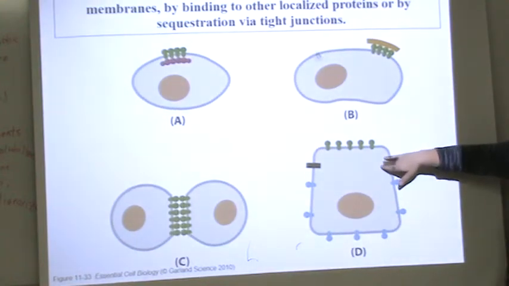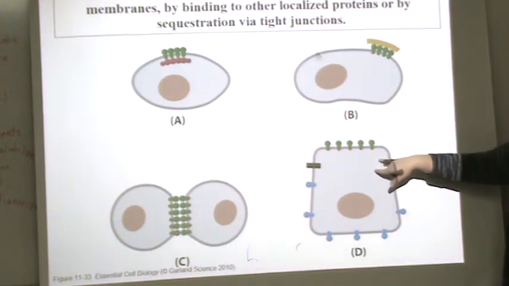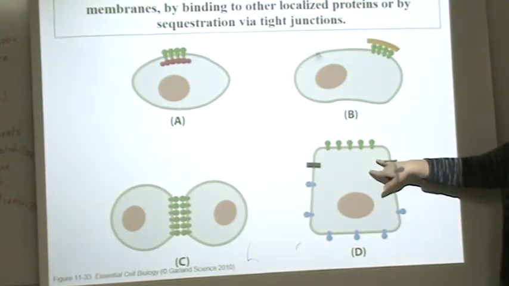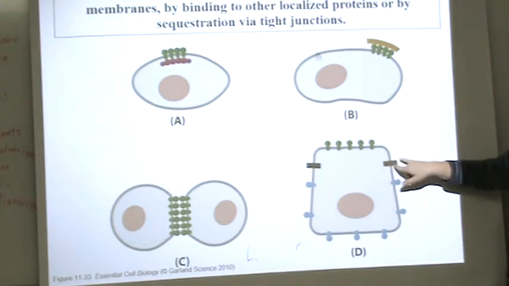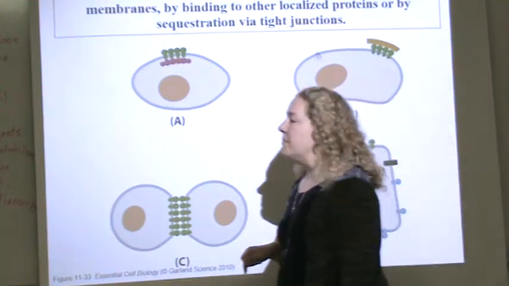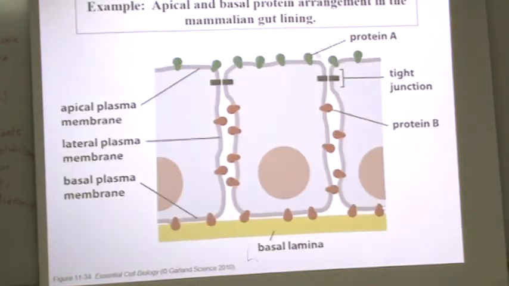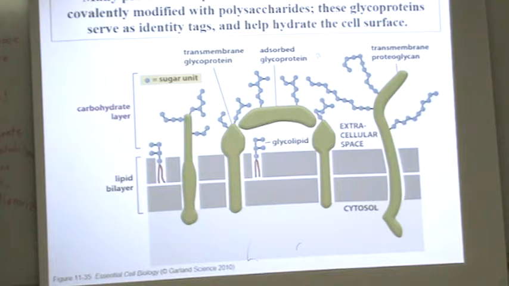This situation we're going to look at separately when we talk about transport of glucose in the gut. This is an example of a tight junction. I'll talk about that another time. I'll also use that picture another time.